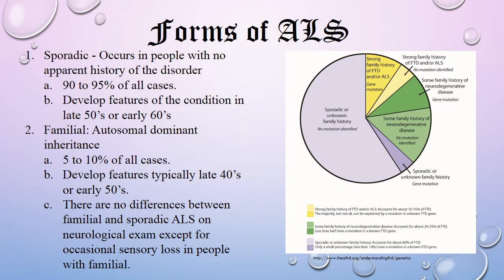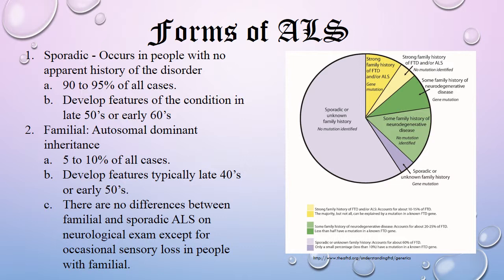There are many forms of ALS, but the two common forms are sporadic and familial. Sporadic is the most common form. It occurs in people with no apparent history of the disorder. It accounts for 90 to 95% of all cases. Individuals with sporadic ALS develop symptoms in their late 50s or early 60s.